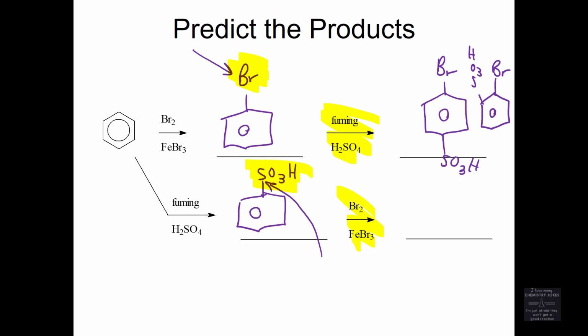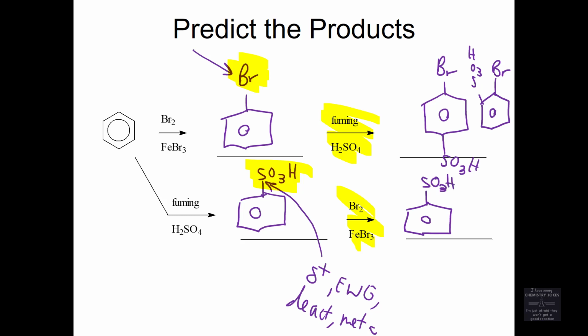Sulfonic acid has a partial positive. Partial positive means electron withdrawer. Electron withdrawer means deactivator. Meta. So the order of addition, oh man, it's a super big deal in these benzene reactions. When I did bromination followed by sulfonation, I made ortho and para. When I did sulfonation followed by bromination, I made meta. The order of addition is super important.